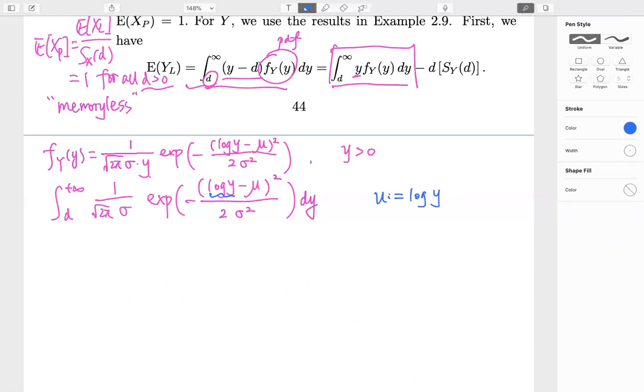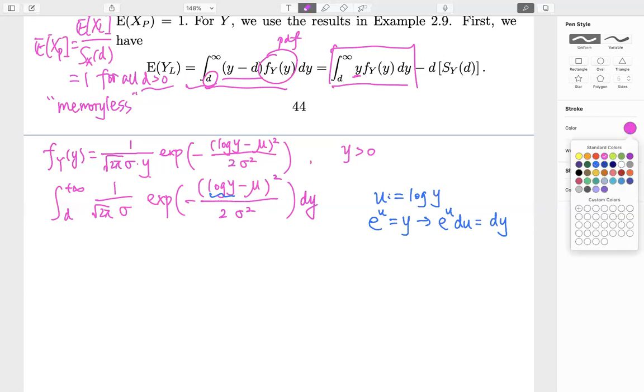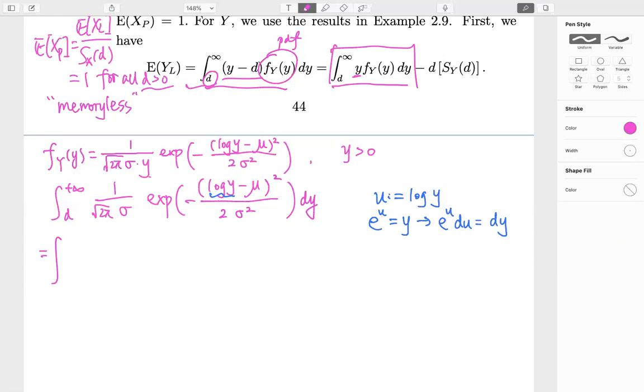If u is log y, I take the exponential. Exponential of u will be y. So from here, I know e^u du equals dy. Basically, I apply the differential on both sides. Now y goes from d to infinity, so u will go from log d to infinity. The constant stays.